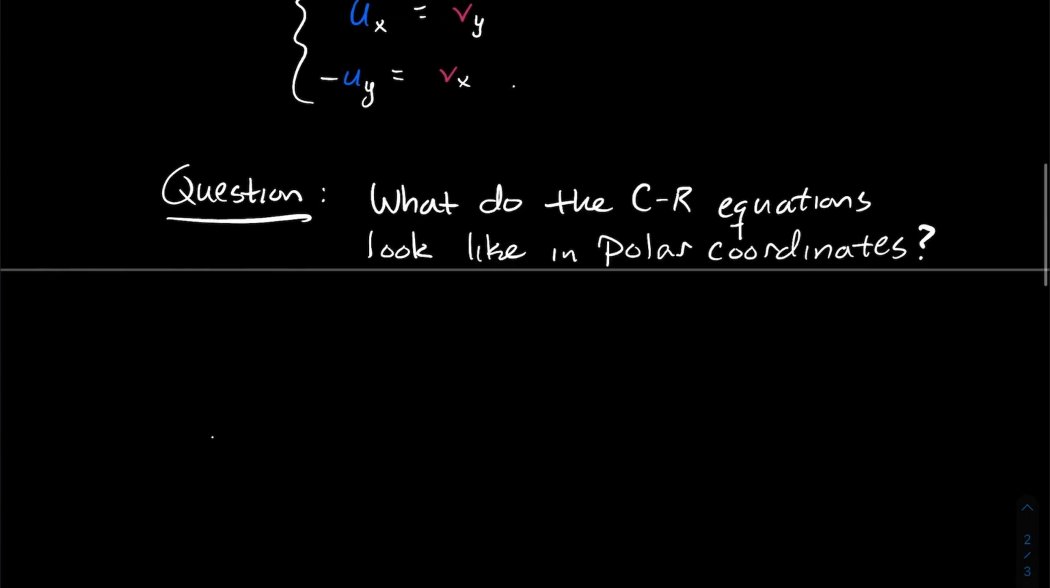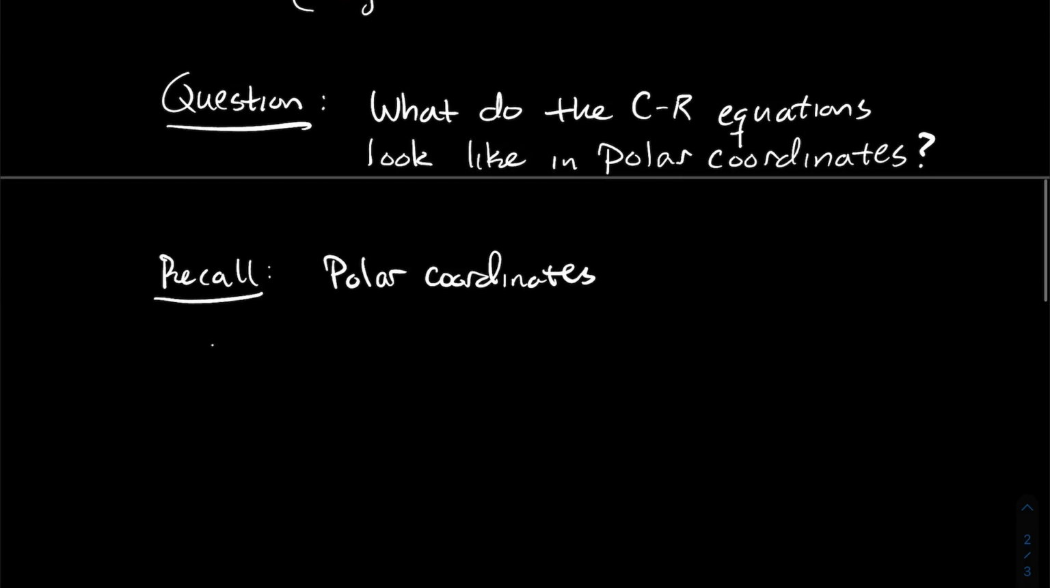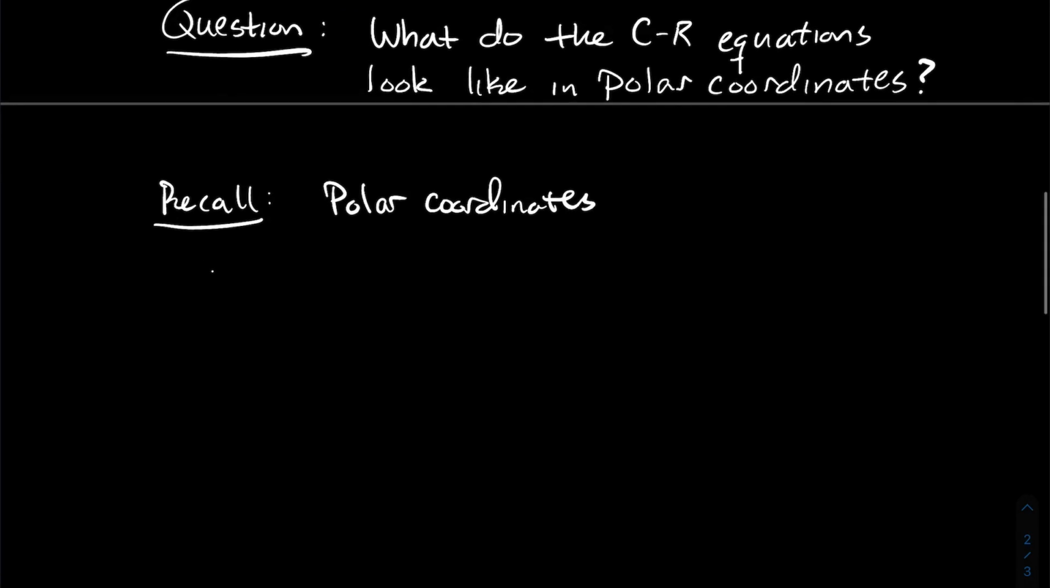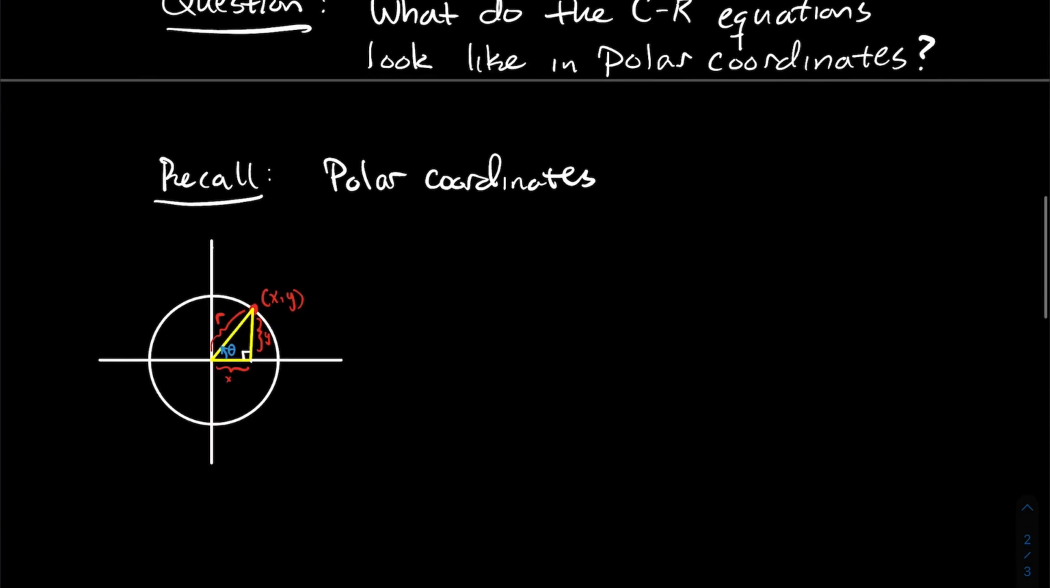Now here's a question. What do the CR equations look like if you use polar coordinates instead? Rectangular coordinates x and y are cool, but we know that polar coordinates are another fine way to describe points in the plane. But just for a very quick refresher, what are polar coordinates and how are they related to rectangular coordinates?